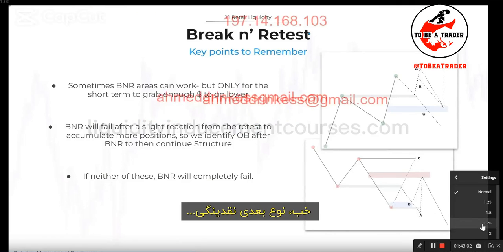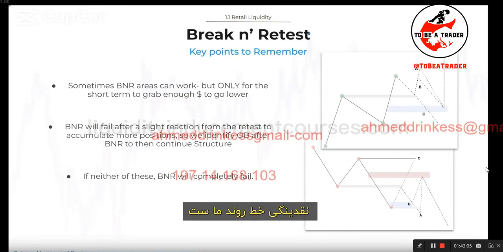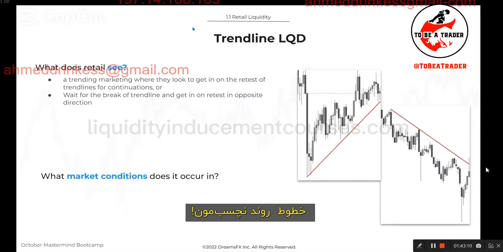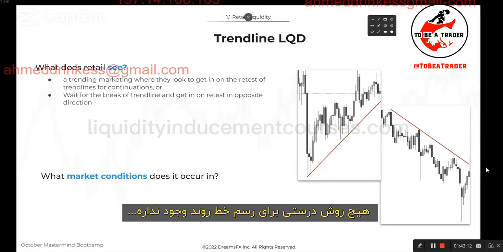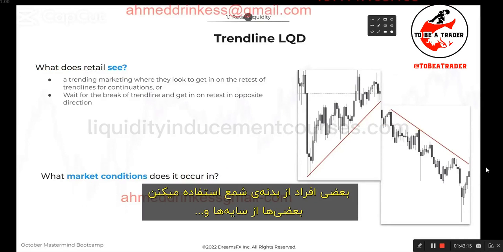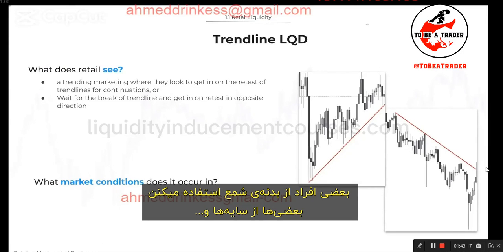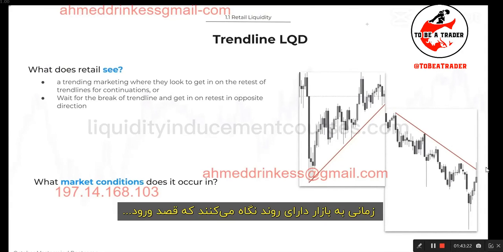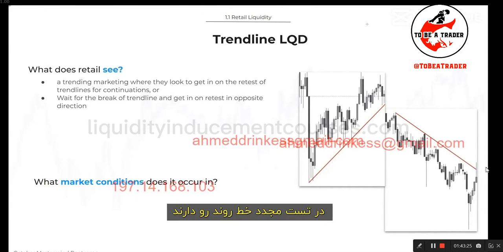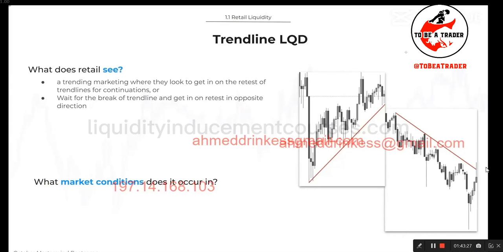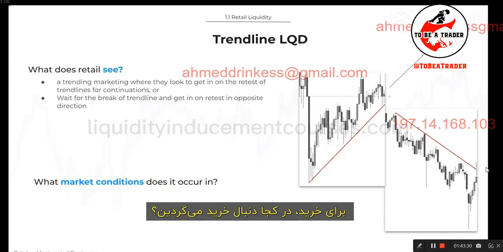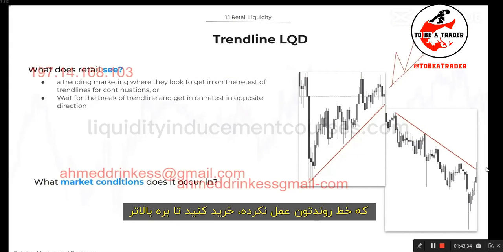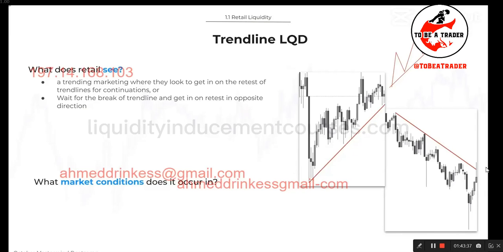All right, so the next type of liquidity, everybody, is going to be our trend line liquidity, our notorious trend lines. Trend lines are very subjective. There's no right way to draw a trend line. Some people use bodies, others use wicks, and so on and so forth. We know retail traders see a trending market where they look to get in on the retest of trend lines for continuations. If you are in a bullish market, where are you going to be looking to buy your trend line? You'd be looking to buy on a wick rejection of your trend line to then go higher. You'd be looking here to buy.